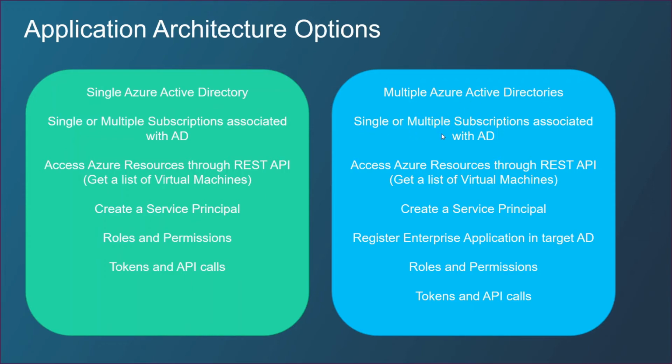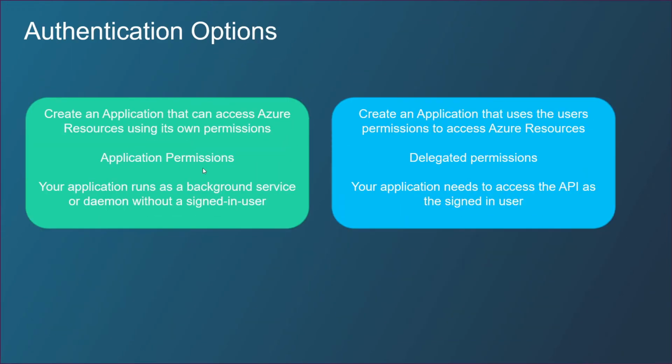In this instance, we're going to do the exact same thing. We're going to create a service principal on one Active Directory and add it on the next one, and then give it access to get a list of virtual machines. So the process is going to be: create the service principal, register the enterprise application in the target ID, set up the roles and permissions, and then get the tokens and make the API calls. And you can still mix and match the principles we've used here. So if you want to do an application permission or delegated permission, you can do it in this situation as well. We're going to be looking at only the application permissions, and I'll leave the delegated permissions for you to experiment with.